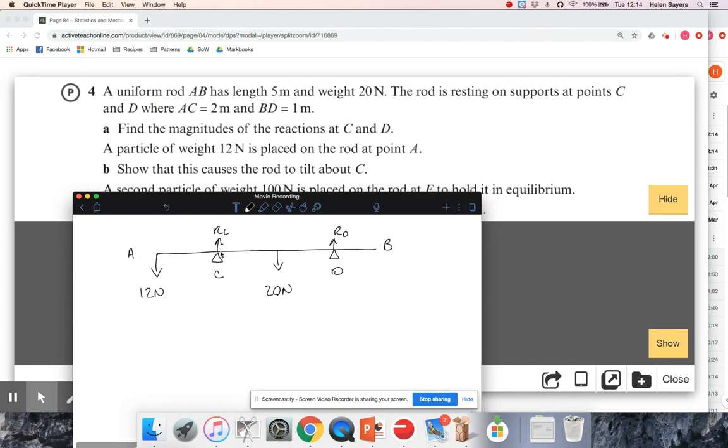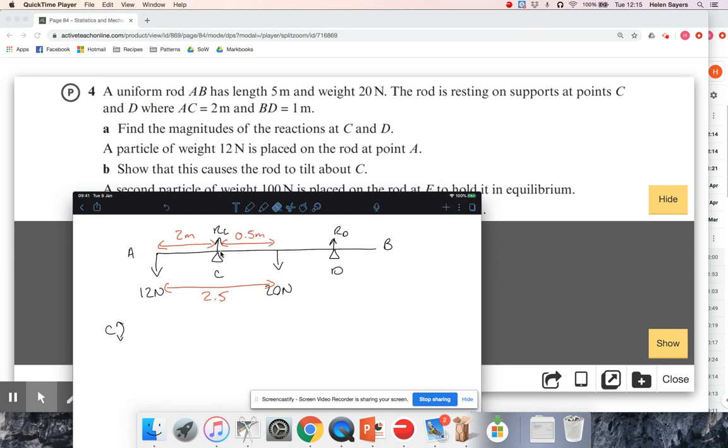Well, let's just try taking moments about C and see what happens. So if I want to take moments about C, I'm going to need some distances. I was told in the question that that was 2 meters. I'm going to need that distance. Well, if the whole rod is 5 meters long and it's a uniform rod, I know that that's 2.5 meters, so that must be 0.5. So mine is very much not drawn to scale.